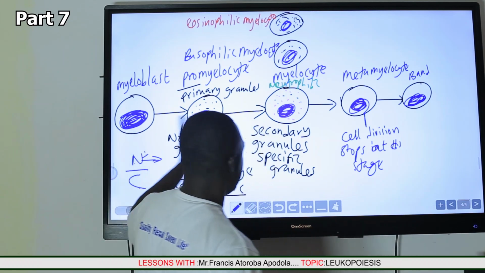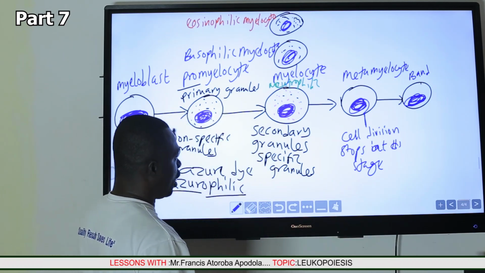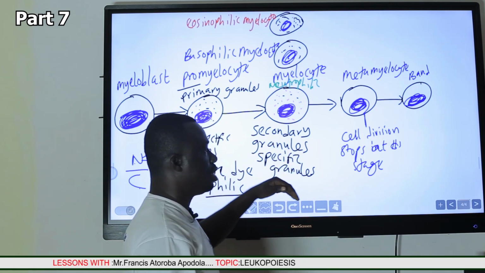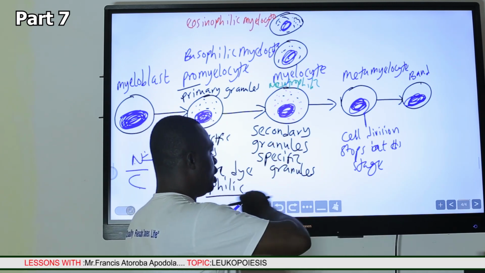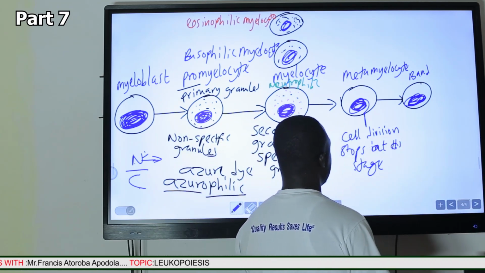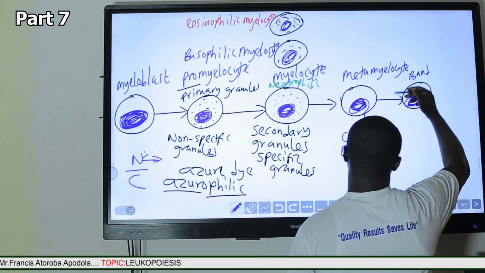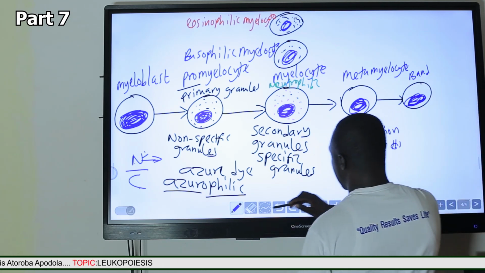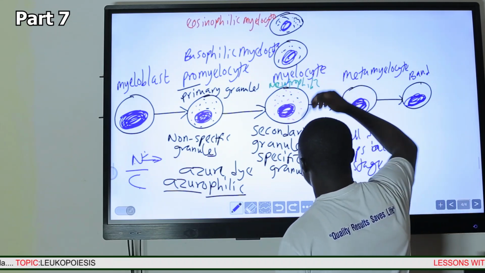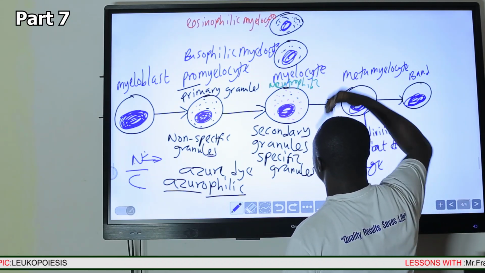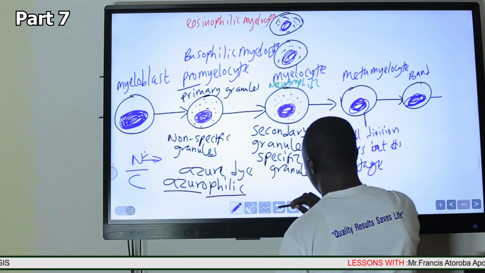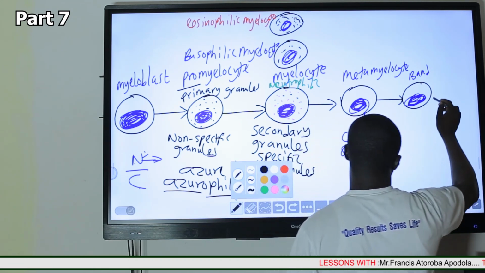All the stages we mentioned earlier on are characterized by an increase in cell division, that is known as proliferation, and differentiation, that is moving towards becoming a specialized cell. After the metamyelocyte stage, the next stage is called the band. So we have the band neutrophil, the band eosinophil, the band basophil. From the band stage, we go to the terminally differentiated cell.